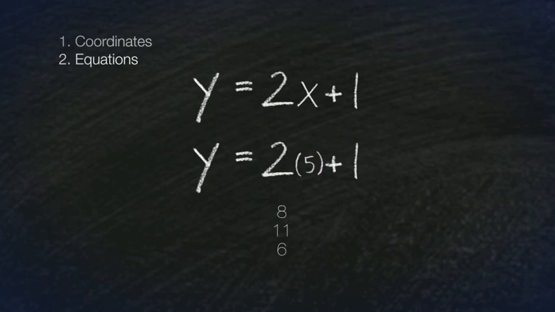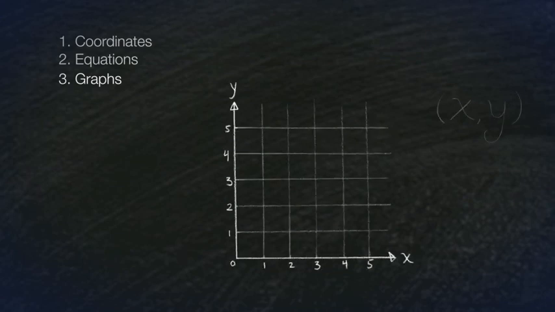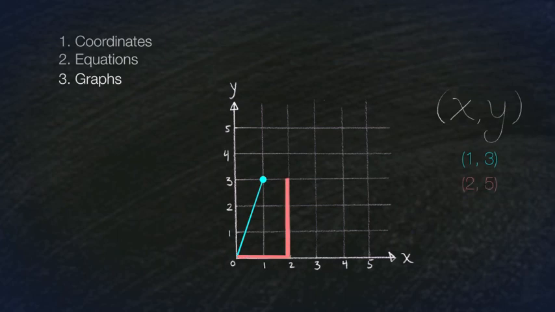Modality 3. Graphs. You can use the coordinates we just created to plot points on a graph. Using the x-axis and y-axis, you can take their values and create a line on a graph, showing how every time the number I say increases, so does the number you say.